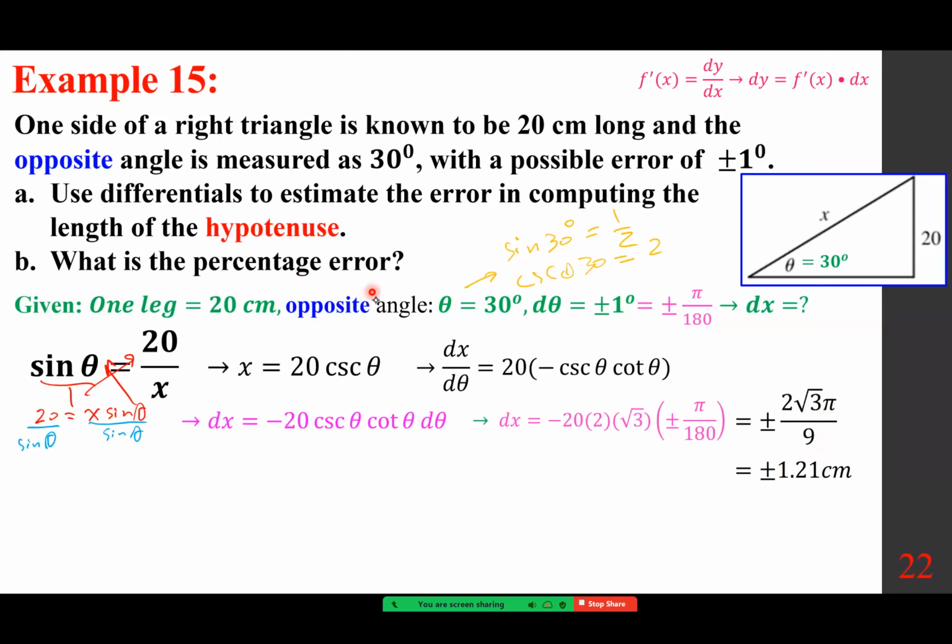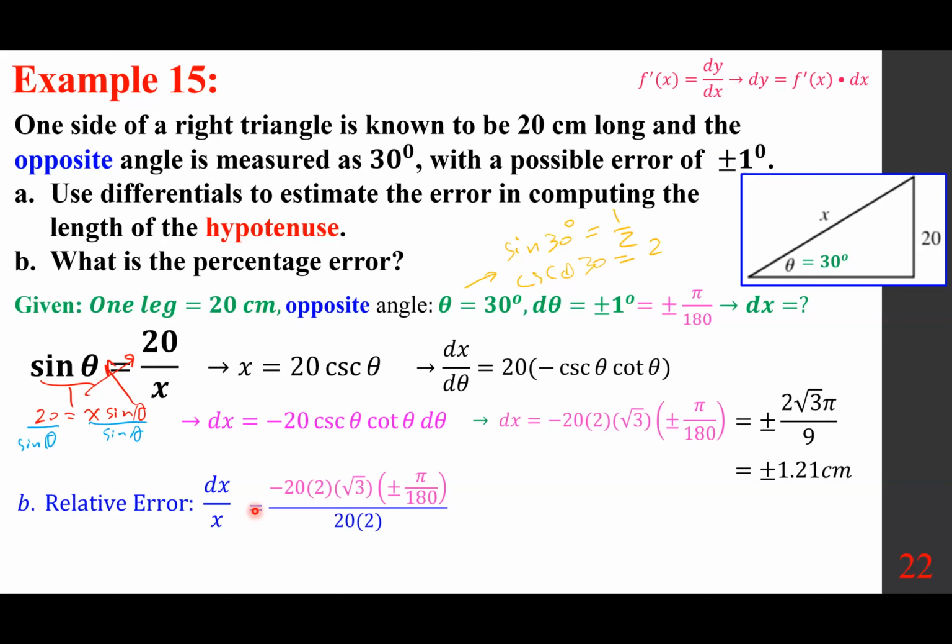As far as the percent error, also known as the relative error, by definition it is the amount of error divided by the original. So dx over x, by definition, is the percent error or relative error. So plug in. To do this calculation, it's better to go with exact. Right here you can see that 20 times 2 cancels out 20 times 2. So you have minus square root of 3 times pi over 180.